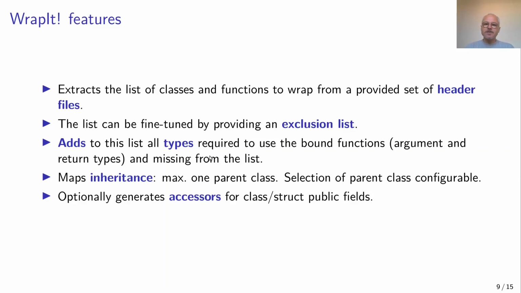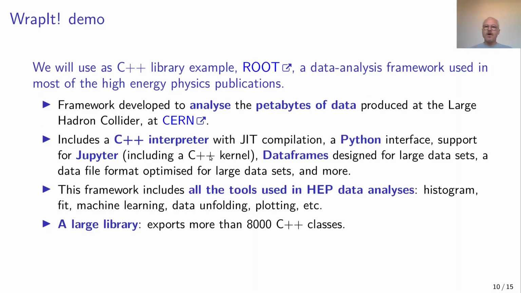It maps the inheritance, so C++ inheritance to Julia inheritance. You are limited to one inheritance in Julia, so you can select which parents will be mapped in the Julia code. It can also generate accessors for the class fields, and this is interesting because CxxWrap does not provide access to the fields of the classes. So I will show you how this works in the demonstrations.